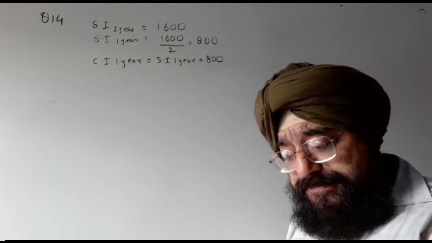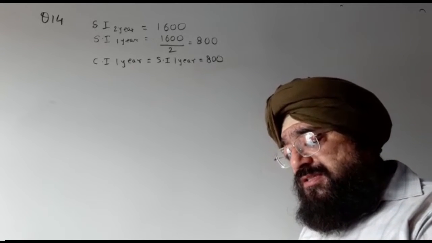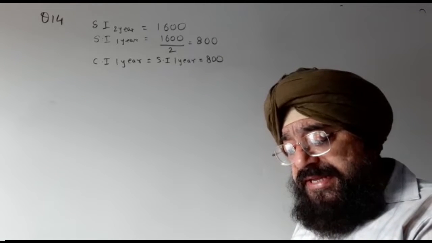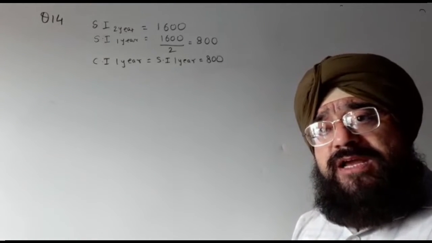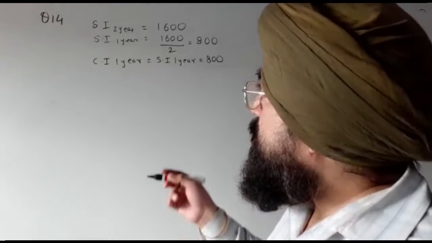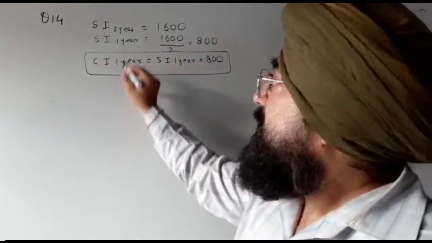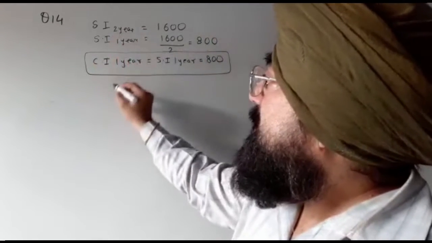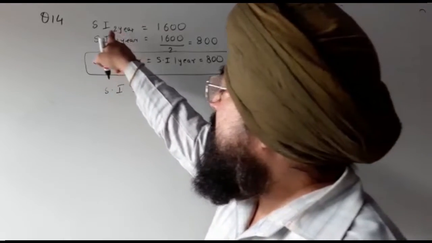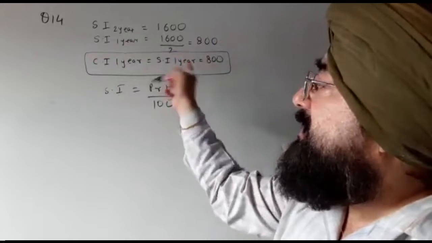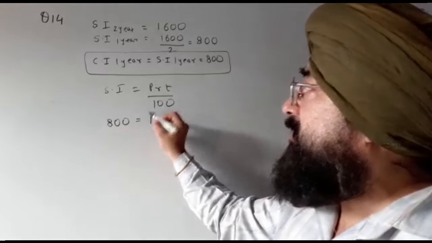Now what we are supposed to find here? It says find the amount due and the compound interest on this sum of money at the same rate after 3 years. So to find the amount, we need to have the principal, and which we don't have. So we will preserve this CI for 1 year for our later use, but right now, with the help of this formula, simple interest is equal to PRT upon 100, either using the SI for 2 year or using the SI for 1 year. Say I am using the SI for 1 year. I know that simple interest is 800. For what principal we don't know.